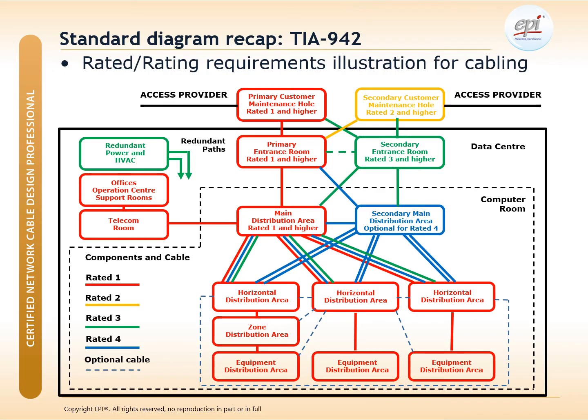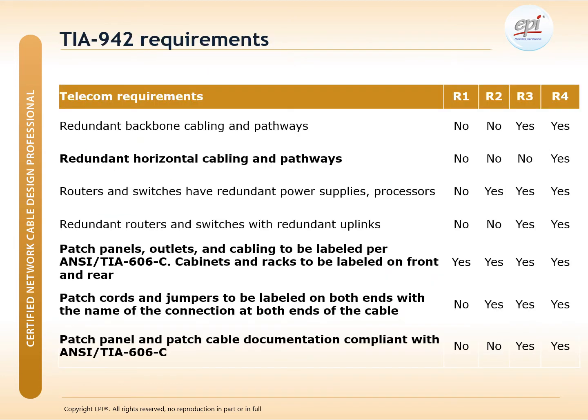Now this one is the standard diagram from 942, the data cabling standard. In here we talk about different ratings, and the different ratings have more cable redundancy. So this is a summary table. This is the actual requirements for the cabling redundancy based on the different rating levels. If you need more information, go into the real document.